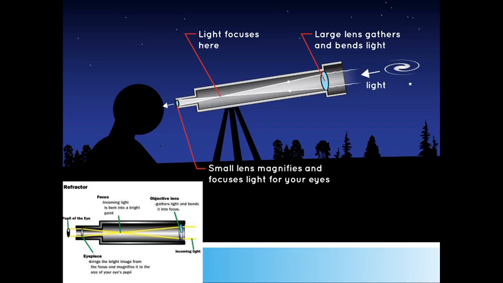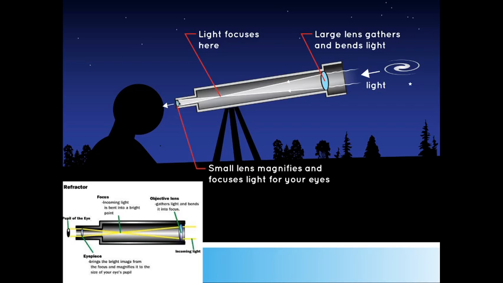This is actually the working of a refracting telescope. We can see that light is coming from a distant galaxy, as in the picture here. It falls on the objective of the telescope, and in refracting telescopes it is a large lens. It gathers light and bends it. Refraction of light happens based on the focal length of the lens.